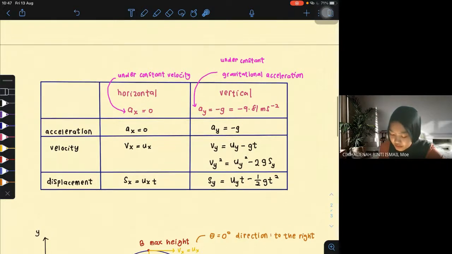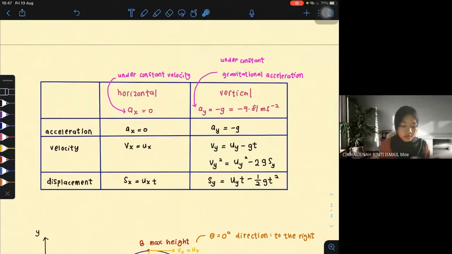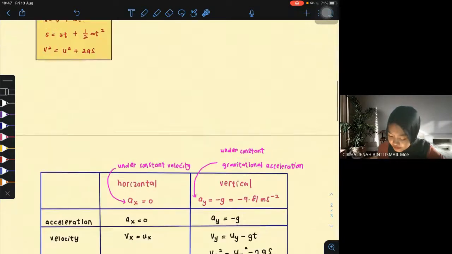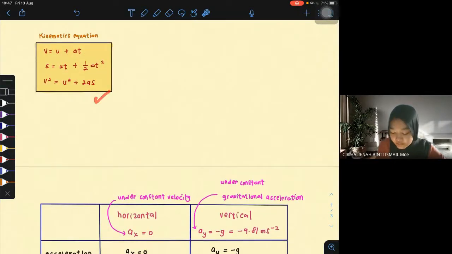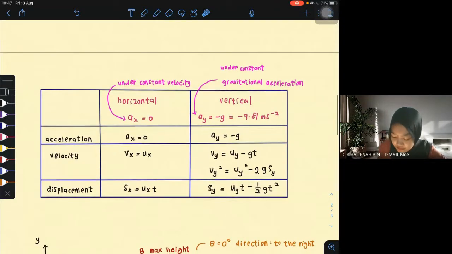Okay, so this one, dalam nota kamu, it's a bit complicated. So kamu salin yang this one lah, lebih simple untuk kamu ingat. Okay, so the original equation tadi yang Miss tunjuk ni, which is the kinematics. So apabila kita ubah, dia akan jadi macam ni. So acceleration, kita just ingat untuk horizontal kosong, untuk vertical negative g.